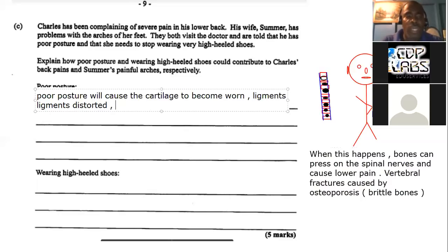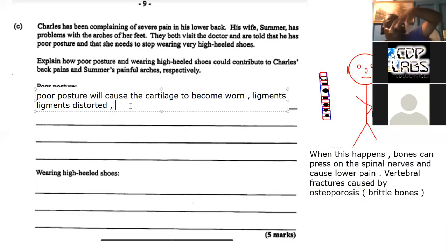So we can conclude here, basically, that cartilage becoming worn will then cause bones to rub together or cause the bones to start pressing on the what? Spinal cord. Because guess what? The bones would not necessarily rub against each other. It would be simply because the spinal nerve would be between the bones.